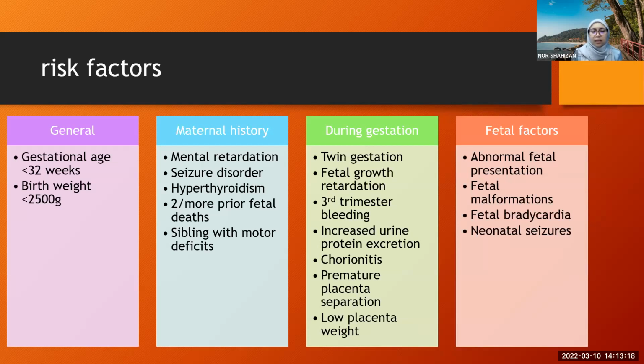During gestation, if the patient presents with twin gestation, fetal growth retardation, or third trimester bleeding, you know that the baby inside the womb of the mother has a risk of getting cerebral palsy. Also if the mother has increased urine protein excretion, which shows pregnancy-induced hypertension, chorioamnionitis, premature placental separation, as well as low placental weight. Fetal factors are abnormal fetal presentation, fetal malformation, bradycardia, and neonatal seizures, which lead to a high risk of getting cerebral palsy.